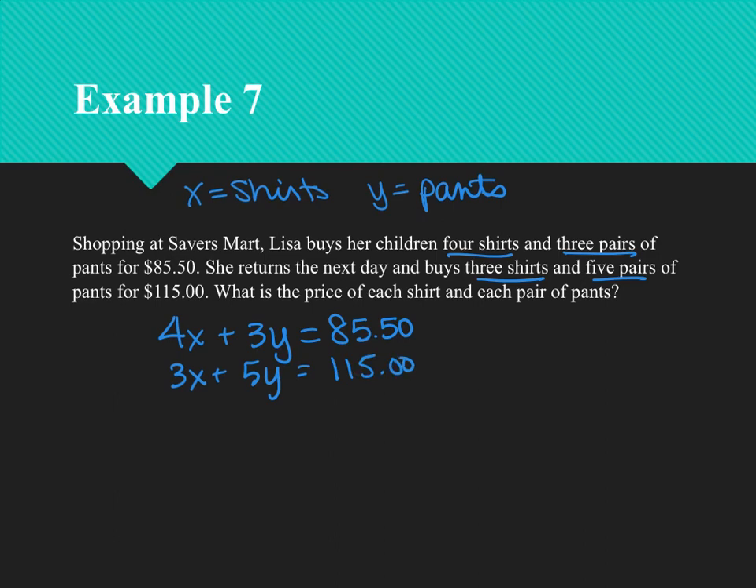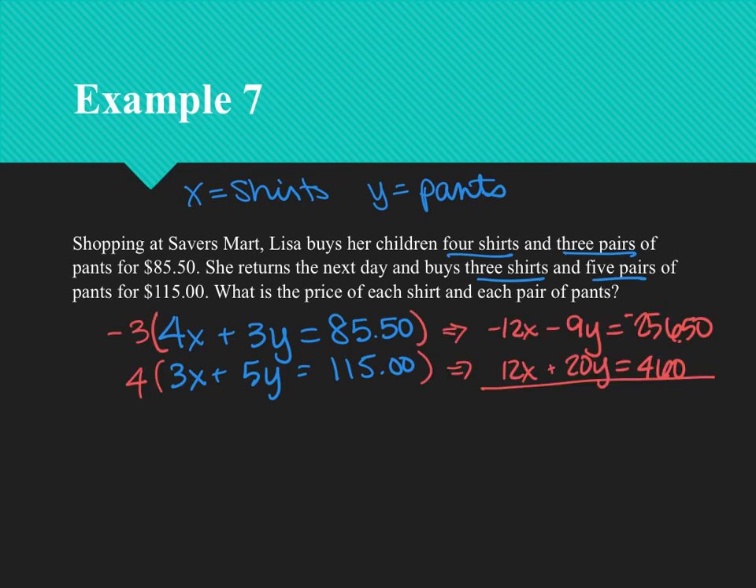Now when I go to solve this, I am going to use elimination, and my x's are going to cancel. This is going to leave me with 11y equals 203.50. I divide both sides by 11 and I get $18.50 for each pair of pants.